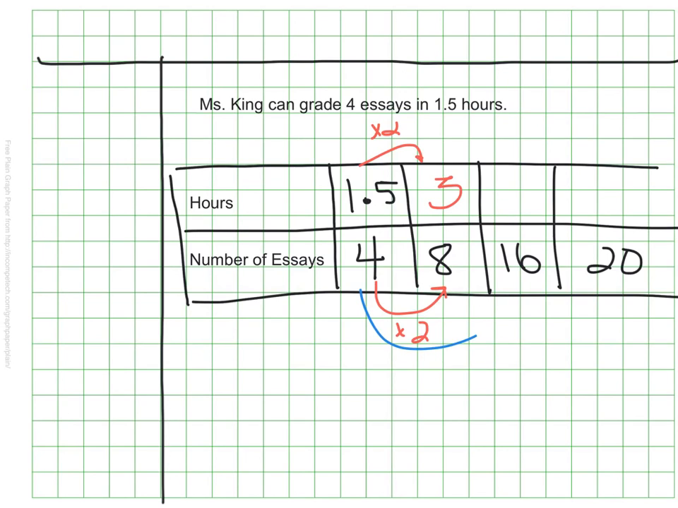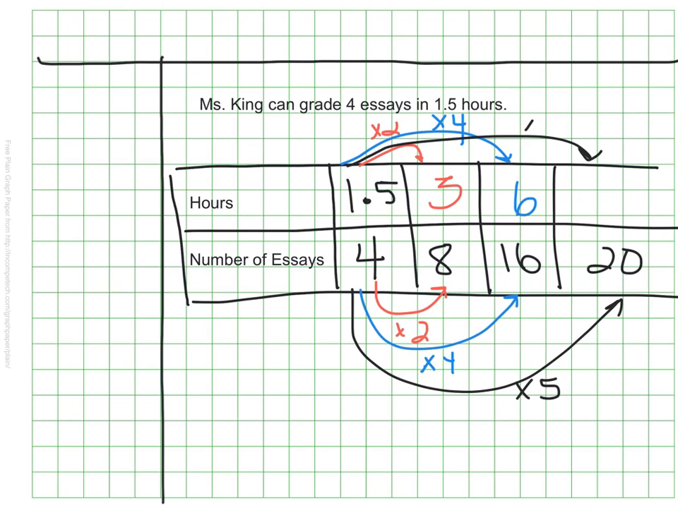Or if we know that she wants to grade 4 times as many essays, we would need to multiply the number of hours times 4 and see that that would take her 6 hours. We can also see that she might need to multiply this value, this rate, by 5 to figure out how long it's going to take her to make it through 20 essays. So we had to do 1.5 times 5, right, which would be 7.5. Oops, make that a little clearer there.